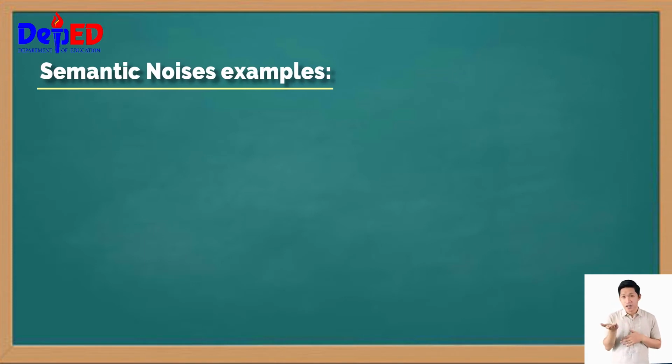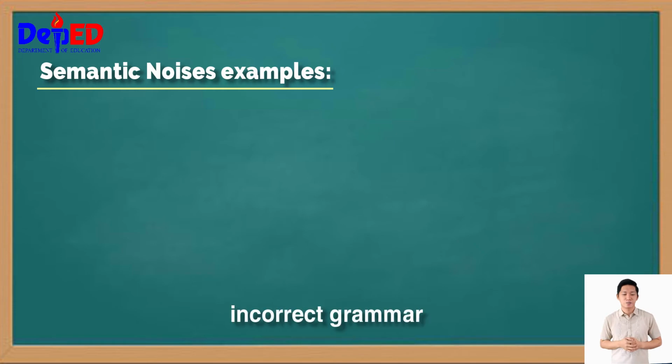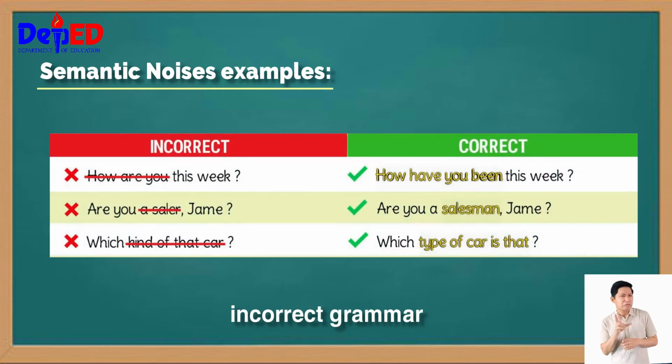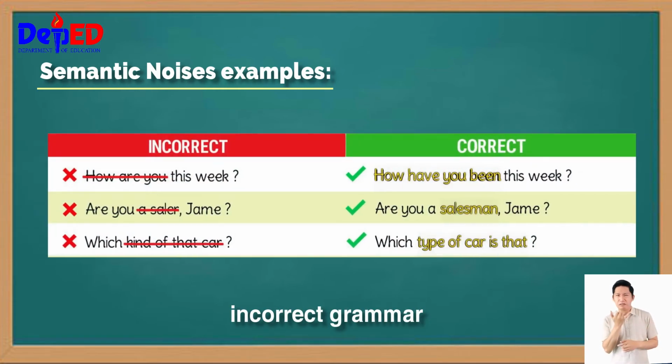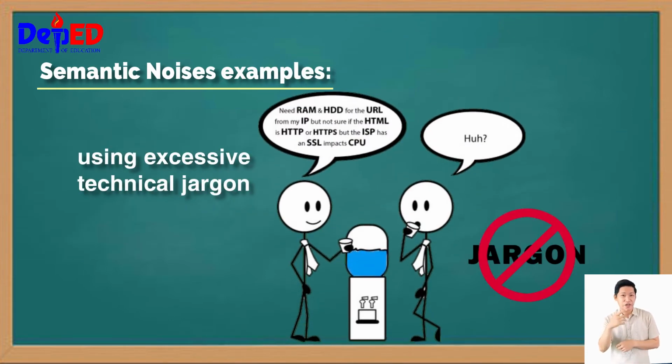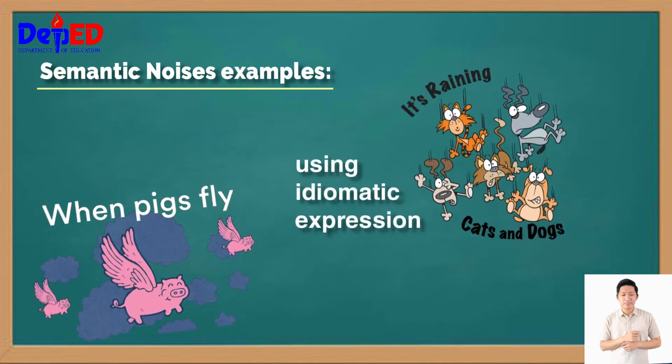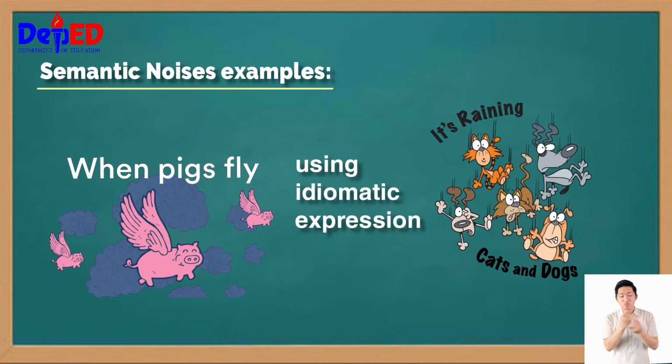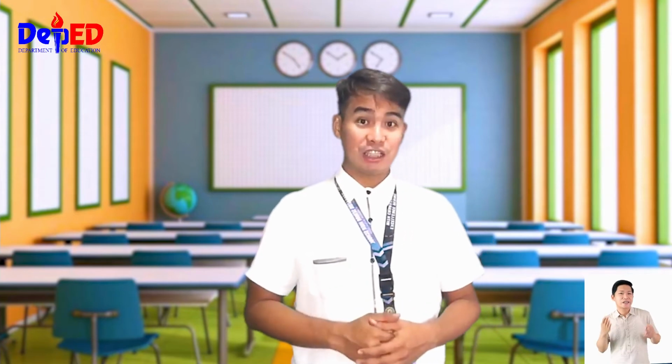Examples are incorrect grammar, using excessive technical jargon, and using idiomatic expressions. Those are the barriers to communication.